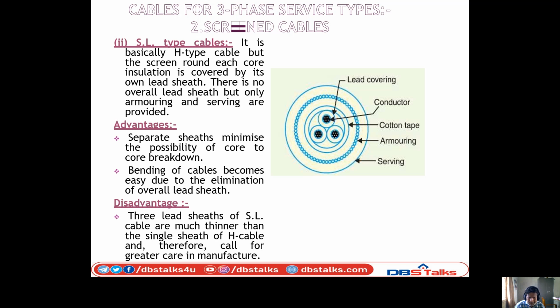What are the disadvantages? One lead sheath is used in the screened cables or belted cable. But here, in place of one lead sheath, we are utilizing 3 lead sheaths, much thinner than the single sheath of H cable, and therefore much care is needed about the manufacture. At manufacturing time, so much care will be taken to manufacture the screened SL type cables.